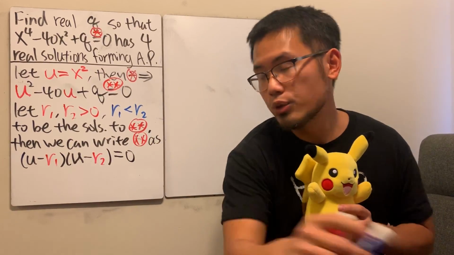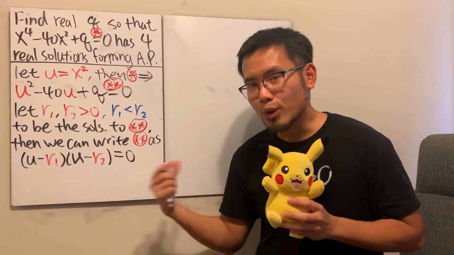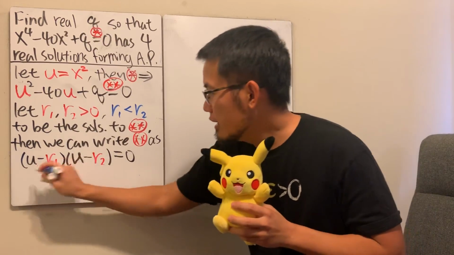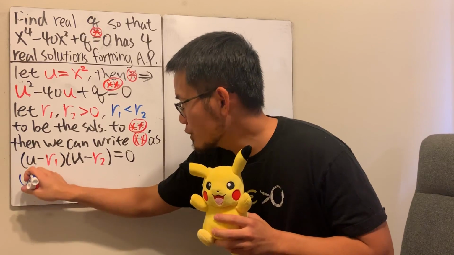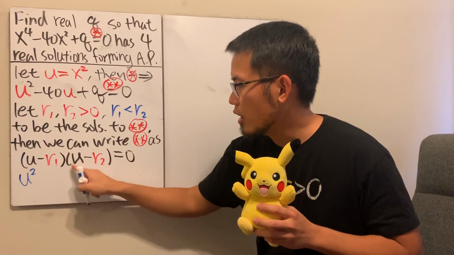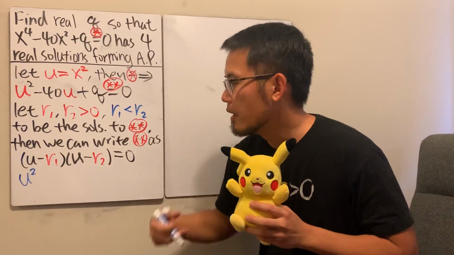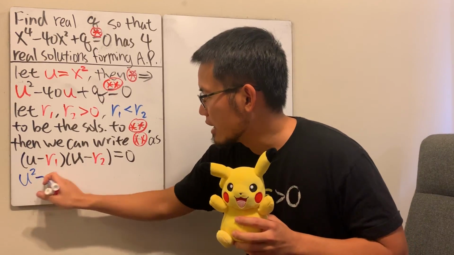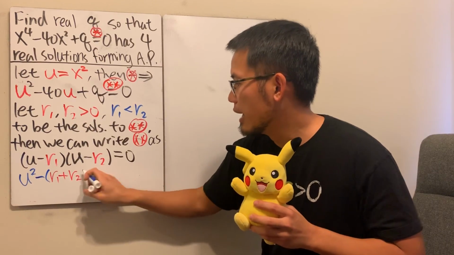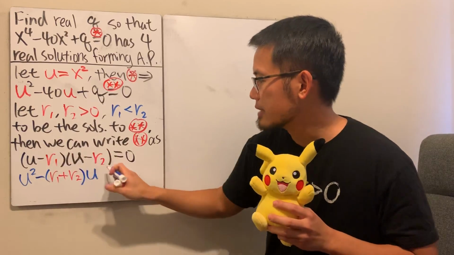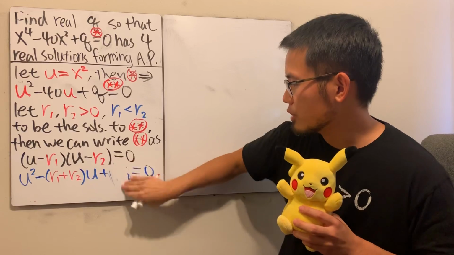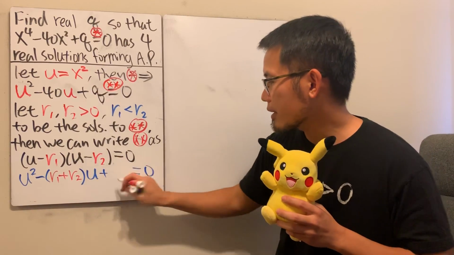And once you put this into the factored form, you can multiply this out and equate coefficients. This right here is going to give us u squared, and this times this is negative R2u. This times this is negative R1u. I can combine them, factor out the negative, so that we get negative parentheses R1 plus R2, and then we have the u. This times that is plus R1R2, that's equal to 0. And perhaps let me make the R1R2 red as well.